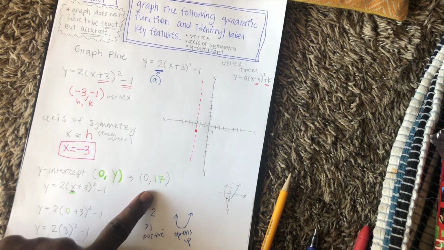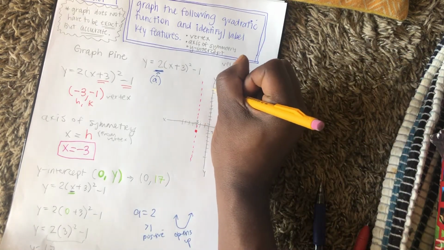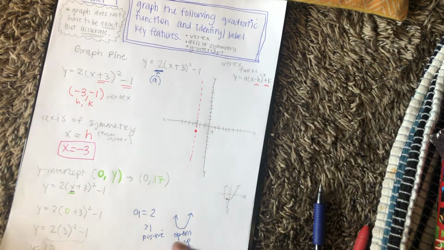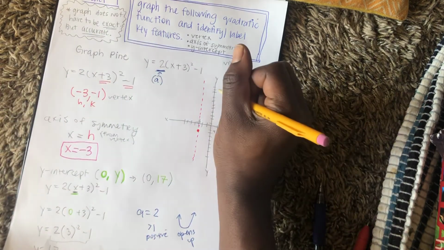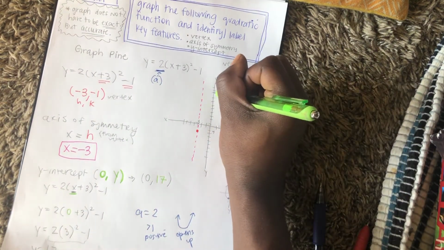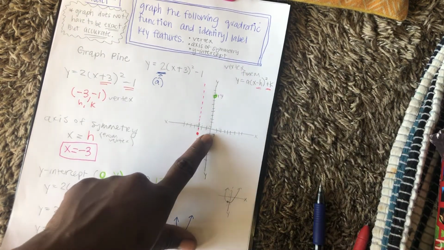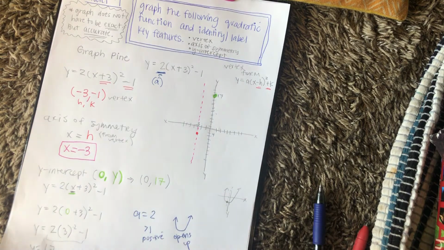Then I have my y-intercept is 0, 17. Now, I am not about to go up 17 notches. Okay? Again, it has to be accurate but not exact. So I'm just going to put 17 up here somewhere. And then I'm going to mark that as my y-intercept. Okay? Y-intercept is on the y-axis, crossing when my x value is 0, okay?